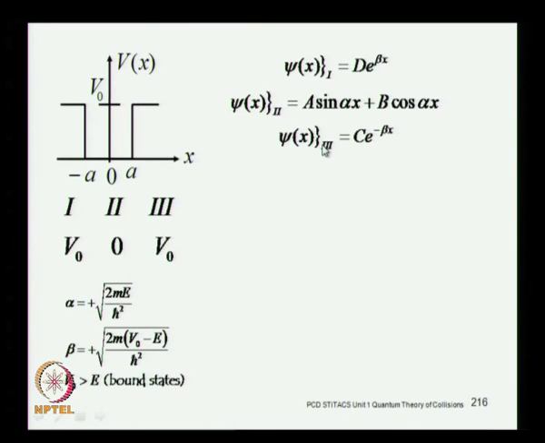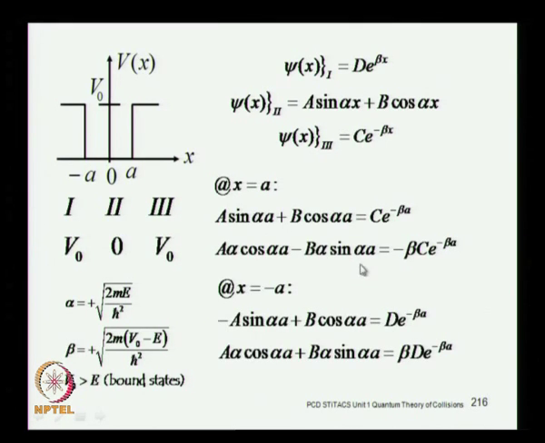Now, what do you do? The solution must be continuous at both the boundaries, at x equal to minus a and x equal to plus a. So, the wave function must be continuous and the derivative of the wave function should also be continuous.